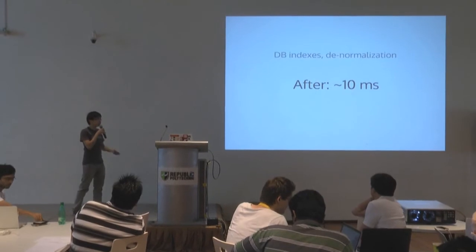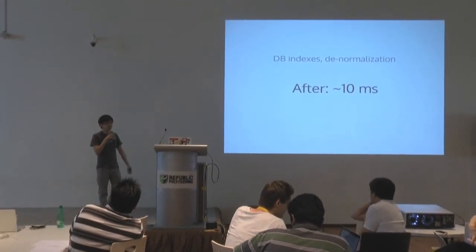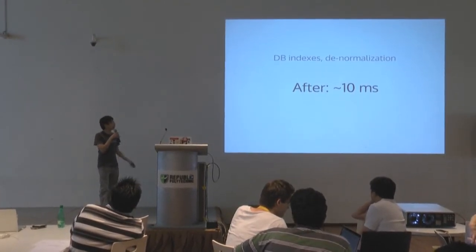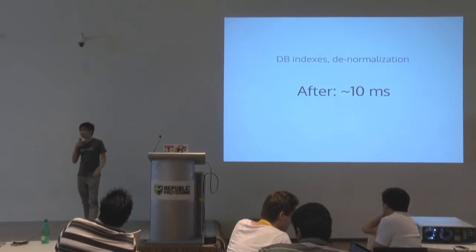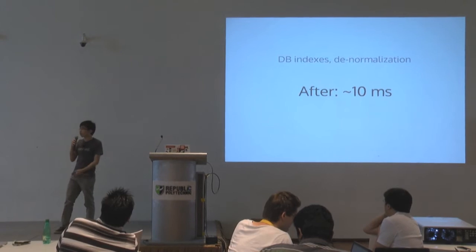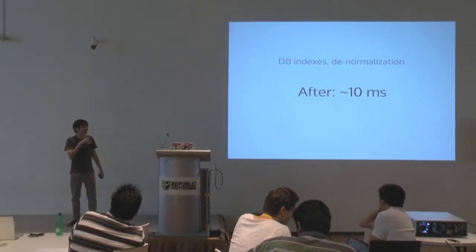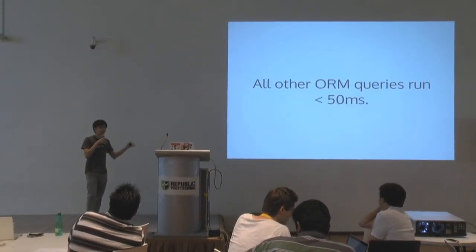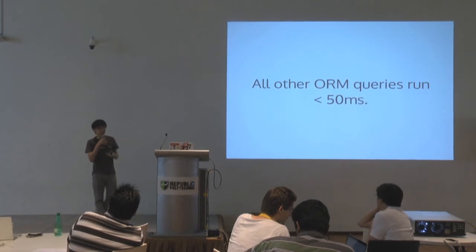And then the usual techniques apply. We add in indexes for columns that were missing them. We did some denormalization, and then this query took sub 10 milliseconds to run at most, even during peak hours. So that's been fantastic for us. And all our other queries still run in less than 50 milliseconds.